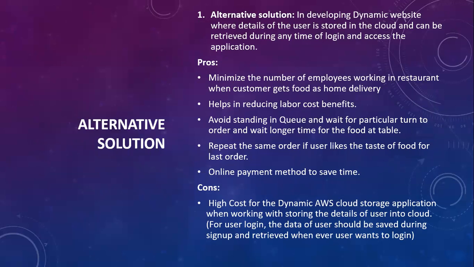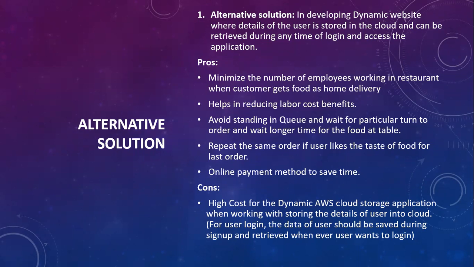And here are some of the alternate solutions. If we host this in a dynamic web, it will be less cost efficient, so we have to pay more to the cloud, where they can store the user details and all. And some of the pros: this minimizes the number of employees working in the restaurant, since customers get food as a home delivery, and it helps reduce the labor cost.